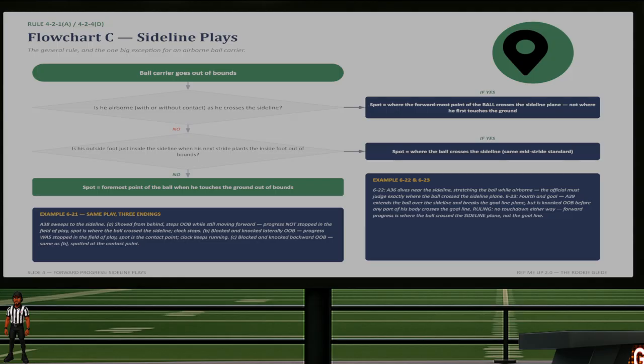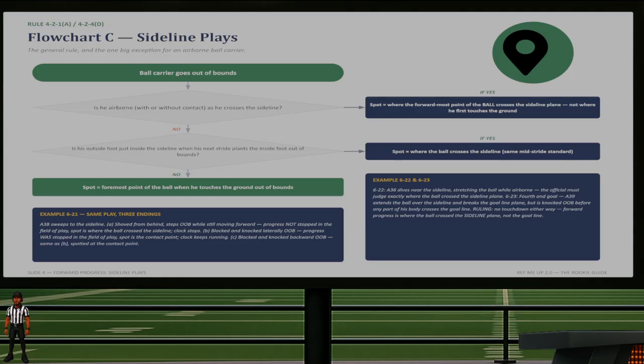The spot is where the forwardmost point of the ball crosses the plane of the sideline, not where he first touches the ground. If he's not airborne, ask the second question: is his outside foot just inside the sideline when his very next stride plants his inside foot out of bounds? If yes, that mid-stride situation gets the same standard. The spot is where the ball crosses the sideline.